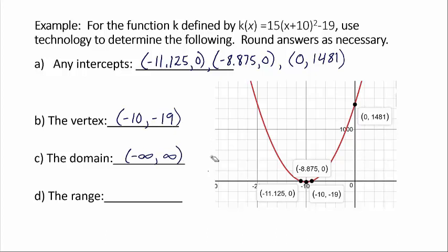And the range, what is the lowest y value? Well, the vertex is negative 10, negative 19. So negative 19 is the lowest y value. So we have values of y from negative 19 to positive infinity, right?